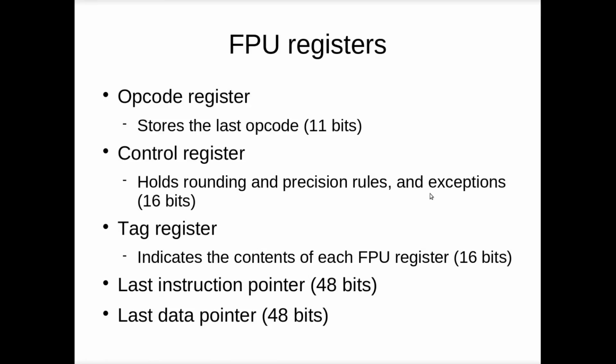The FPU registers are going to be the opcode register, which stores the last opcode, basically the hex value for the last operation. The control register, which handles the precision and rounding rules, which we'll cover later. The tag register, which indicates the contents of the FPU registers. The last instruction pointer, and then the data pointer, which are just pointing to different locations. These are additional registers. The only one we're really going to get into in this class is the control register, which we'll talk about with the precision rules later.